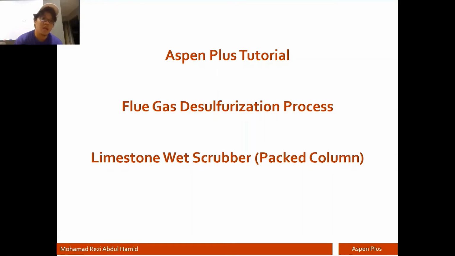For this week's tutorial, I decided to do a very quick Aspen Plus simulation on the flue gas desulfurization process. Particularly, I will simulate the removal of sulfur dioxide from the flue gas using limestone as my absorbent, and the whole process is simulated in a packed column using Aspen Plus software.